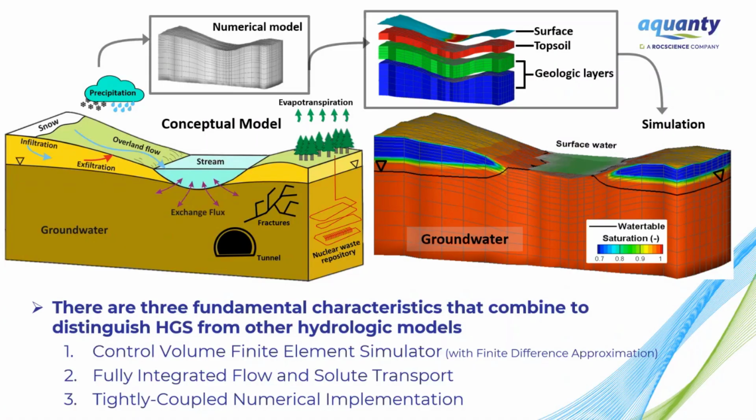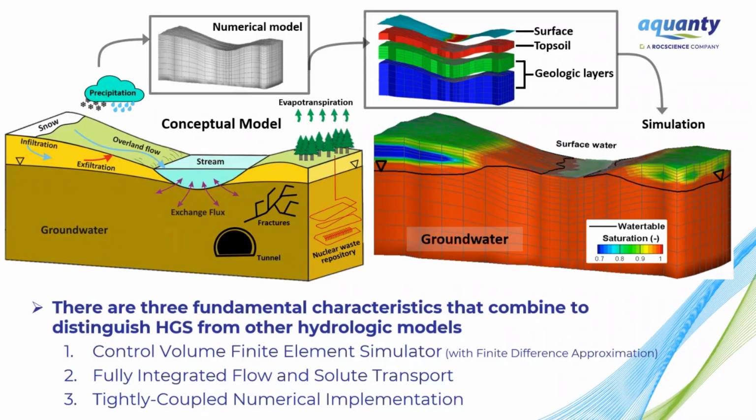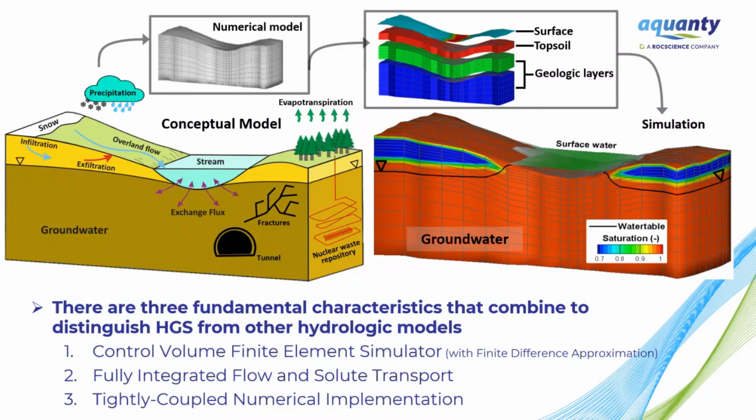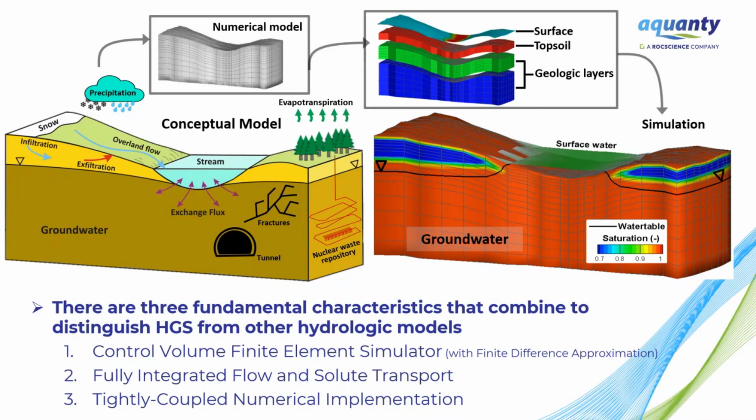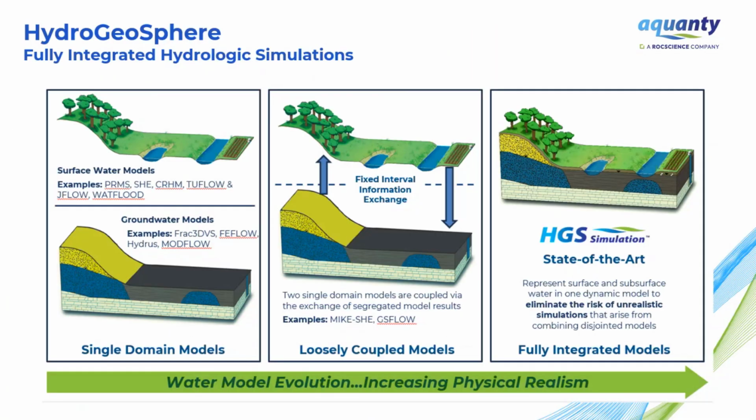And what we mean by the term fully integrated is that a response in one component of the water cycle is immediately recognized in another. So you can see the animation on the right, where a precipitation event is infiltrating, the water table is instantly responding to that, as well as the surface water in the center of the model. So that's a good visual application of what HydroGeoSphere is all about.